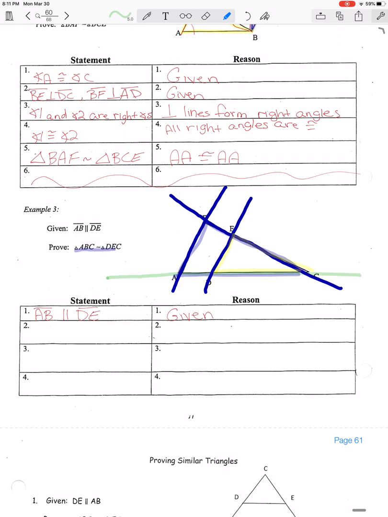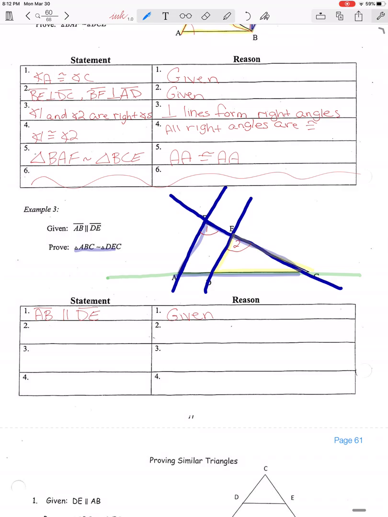Now, if you remember your special angles that are formed with parallel lines cut by a transversal, you would be able to see that angle 1 and angle 2 are corresponding angles. Because remember, if I was to draw a box, angle 1 would be in the bottom left, and angle 2 would be in the bottom left. So they would be in the same spot. So therefore, they're corresponding angles.